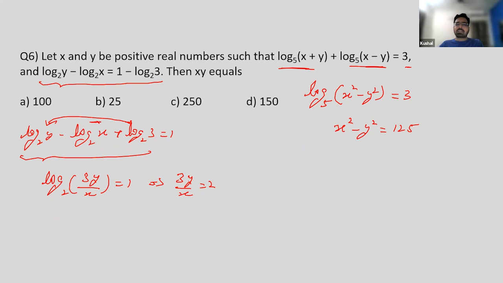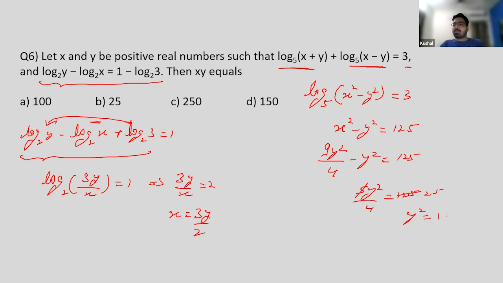So my value of x will be what? 3y by 2. My value of x is nothing but 3y by 2. So that is 9y square. I'll rewrite over here. x is equal to 3y by 2. Replace it over here. So you will get 9y square by 4 minus y square equals 125. So we will get what? 5y square by 4 is equal to 125. So this is going to be equal to 25. y square will be equal to 100.